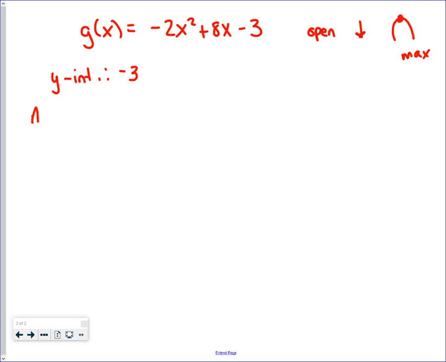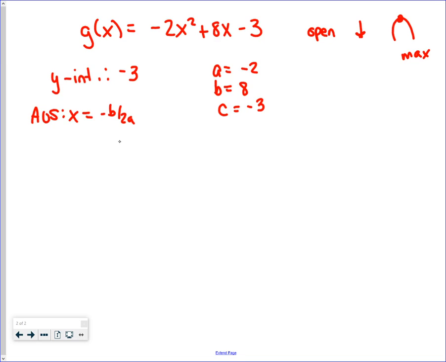Now I have to find my axis of symmetry. That's x equals -b over 2a. You're going to want to know that, okay? What is A? -2. What's B? 8. And what's C? -3. You guys good with that?